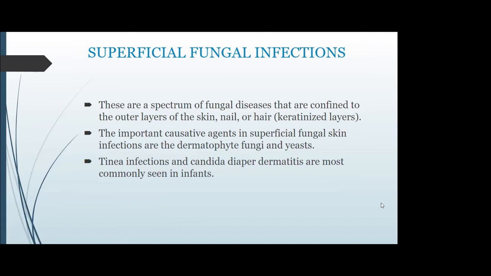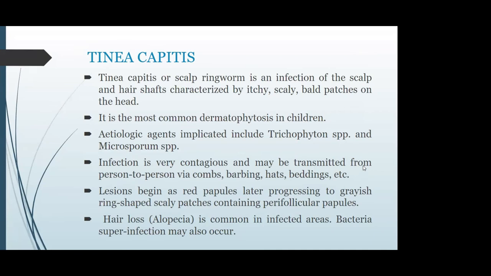So I'll be talking mainly about the one that we tend to see more in infants, and this is tinea capitis. Now, tinea capitis or scalp ringworm is an infection of the scalp and hair shafts, and is characterized by itchy, scaly, and bald patches on the head. The common organisms that cause tinea capitis are Trichophyton and Microsporum species, and it is also a very infectious infection. It may be transmitted in the barbing saloon, from person to person, via usage of combs, hats, even the beddings. The lesions tend to first occur as red elevations of the skin, and then later progress as grayish, ring-shaped, scaly patches on the skin.